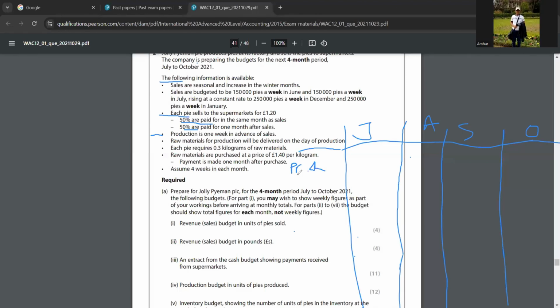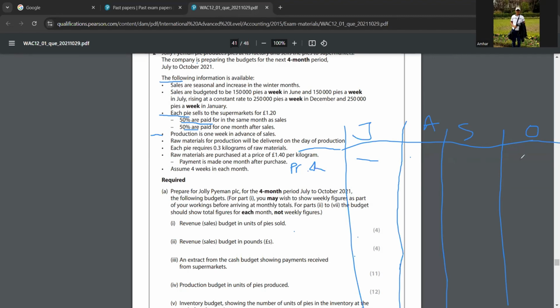So production for this month will be 150,000 into 3 because weekly demand is 150,000 for July. So for July, you have to write 150,000 into 3 and get the value. For August, weekly demand is 170,000, right? Okay, so step by step you have to do. For August, 170,000 into 3. And then for September, 190,000 into 3.